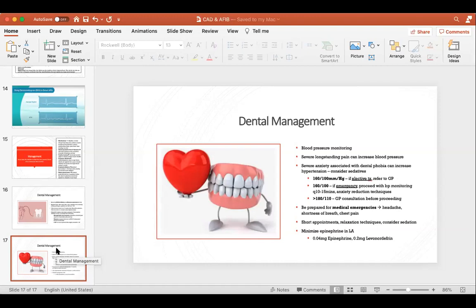One of the main things for this is to be prepared for any medical emergencies. So our time to react to these conditions and noticing what the signs and symptoms are for a medical emergency are key. The other thing is that Fatima had talked about already earlier is to minimize epinephrine in LA with people with hypertension, for example, CAD, like Fatima had mentioned.